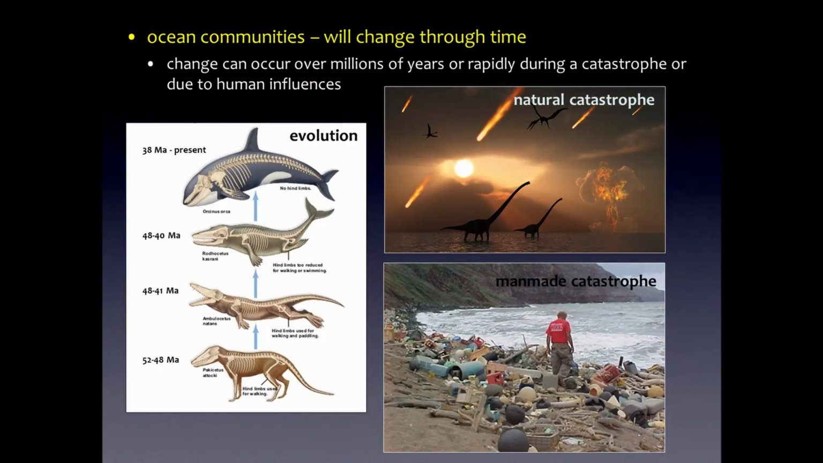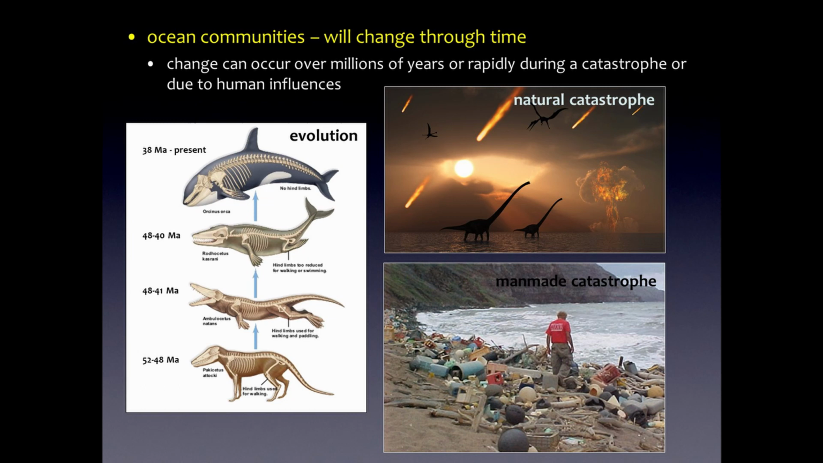The final thing that we see that promotes diversity within a marine ecosystem, within a marine habitat or an ocean community, all these terms I kind of use interchangeably, is that there is going to be change over time. And this change can occur over millions of years, such as through evolution, or it can change rapidly due to a natural catastrophe. For example, when the meteorite hit the Earth and the dinosaurs went extinct, this caused an extinction too within some of the different genuses within the ocean.